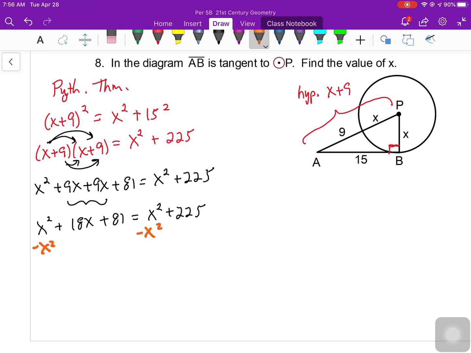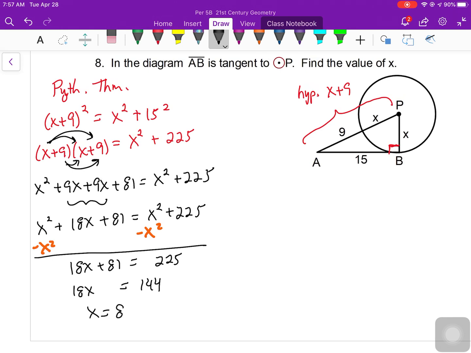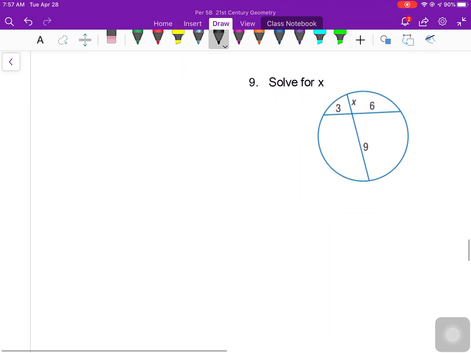And I can see that I can subtract an x squared on both sides. Now that's a very nice thing, because when I do that, the x squareds are all gone. 18x plus 81 equals 225. We'll subtract the 81 on both sides, leaving 18x equals 144. Divide by 18, x works out to be 8. Now that was a little bit of a deviation from the 3 previous types that we've done today, but it's something that does show up in this chapter, so we're once again going to have to be able to use that.